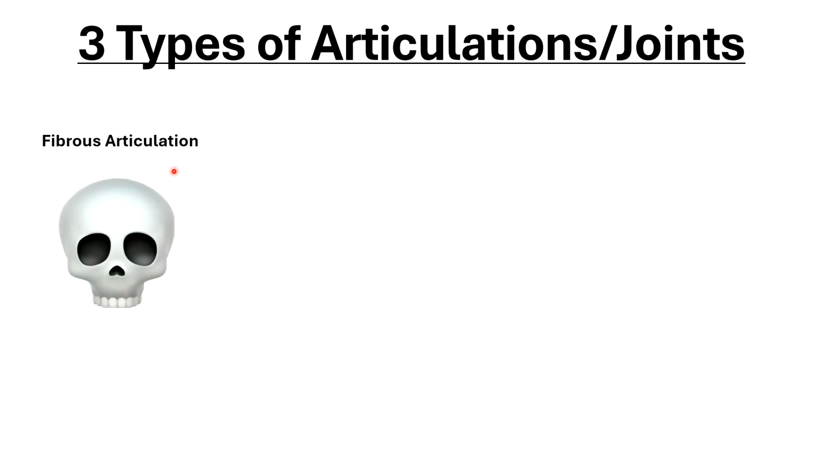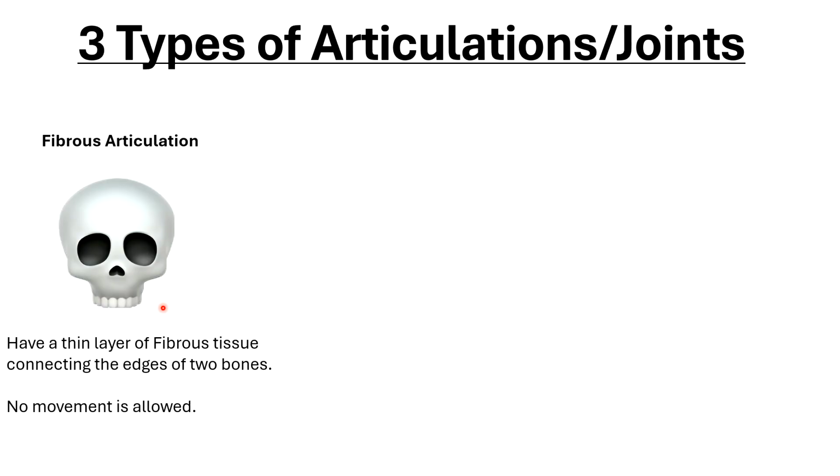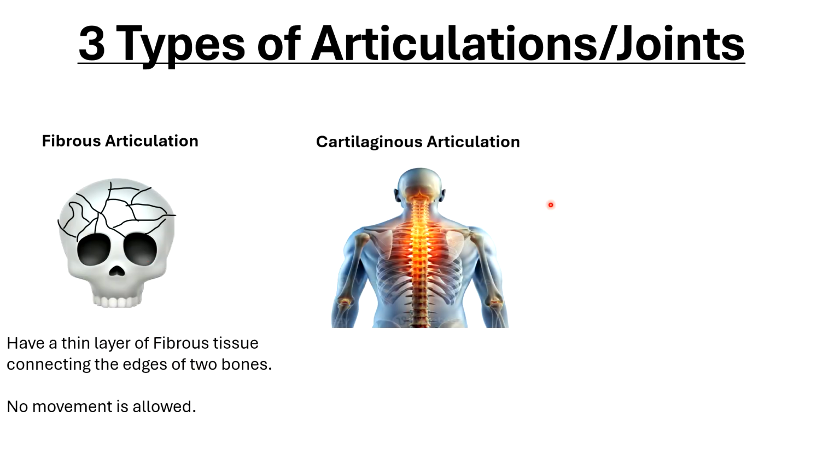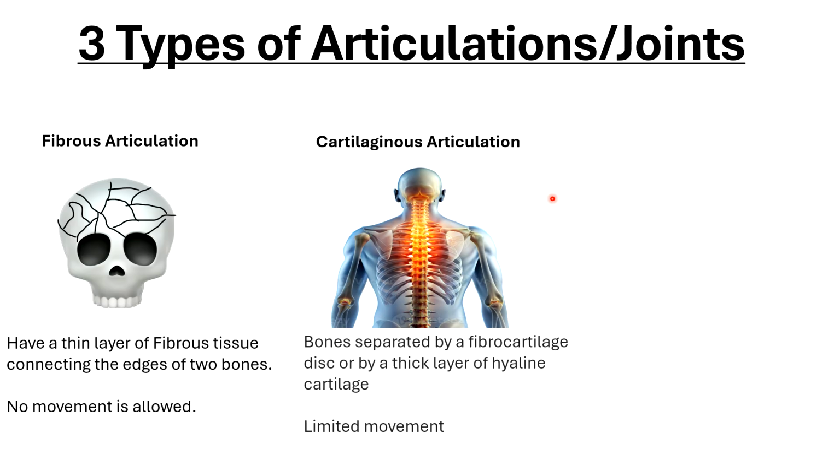A fibrous articulation will involve, as the name suggests, fibrous tissue that will connect the edges of the bones where no movement is allowed. So an example of this would be the skull, that is made up of many different bones held together by this fibrous tissue. Moving on to cartilaginous articulations or joints, same thing. This time there will be a little bit more movement, though still limited, and the bones will be separated by fibrocartilage or hyaline cartilage. And an example of this would be the vertebrae.